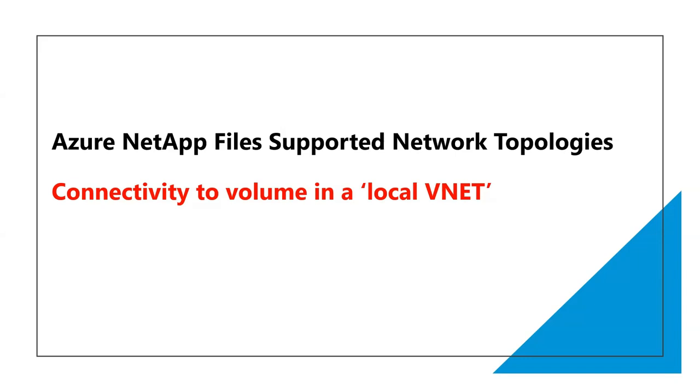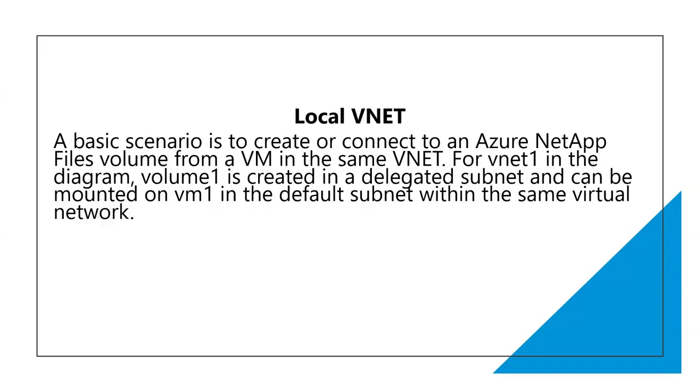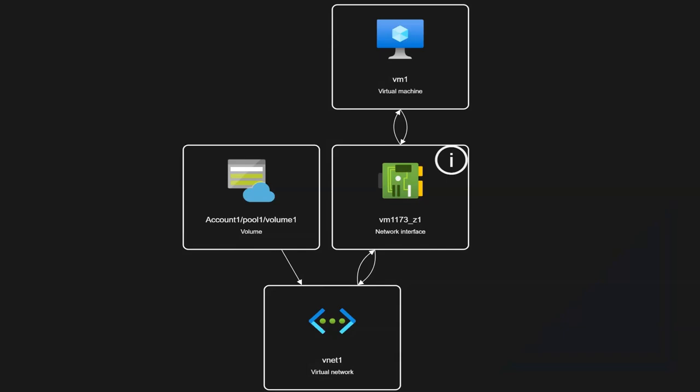A basic scenario is to create or connect to an Azure NetApp Files volume from a VM in the same VNET. For VNET 1 in the diagram here, Volume 1 is created in a delegated subnet and can be mounted on VM1 in the default subnet within the same virtual network. This network topology is known as a local VNET topology and is supported by Azure NetApp Files for volume creation and connectivity. Let's move on to next steps.